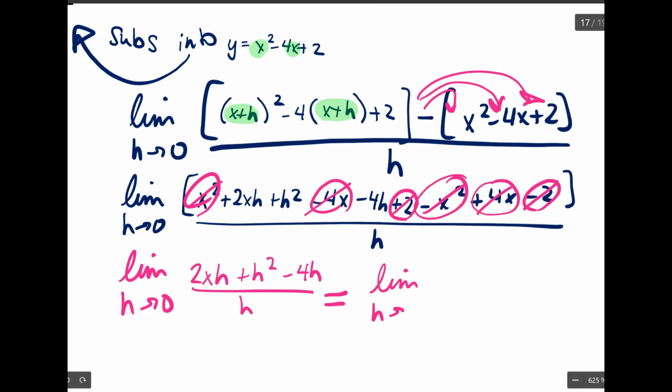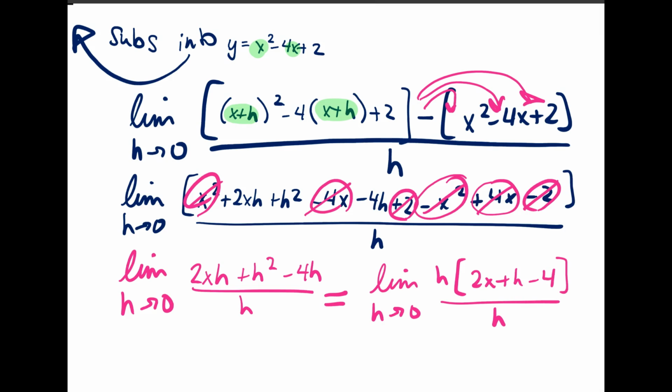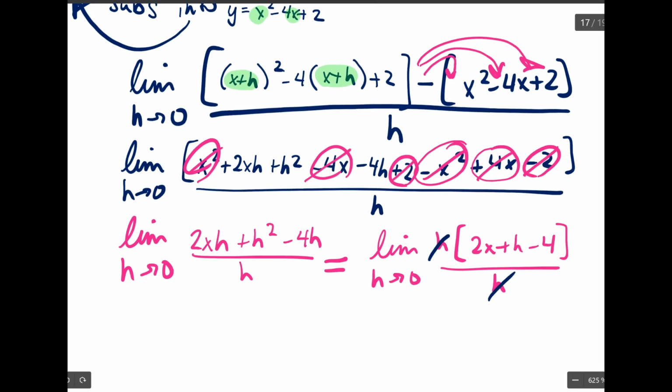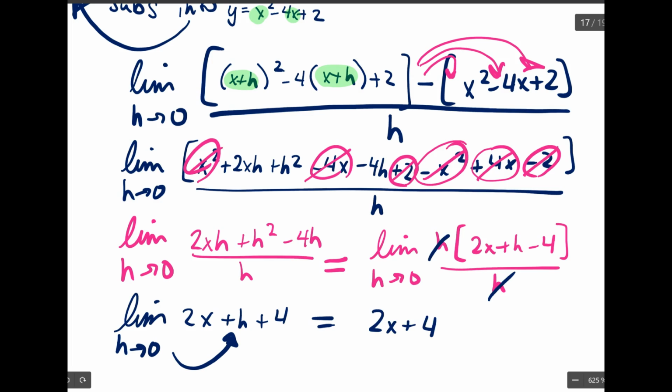Do you have an idea what the next thing we're going to do is? Factor. Just pull out h because it's in every single term on the top. And once I did that, I can cancel the top and bottom. We're so close. Bye-bye. Oh, shoot. That should be minus.